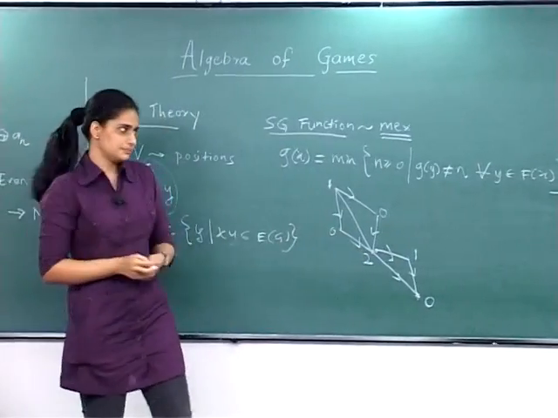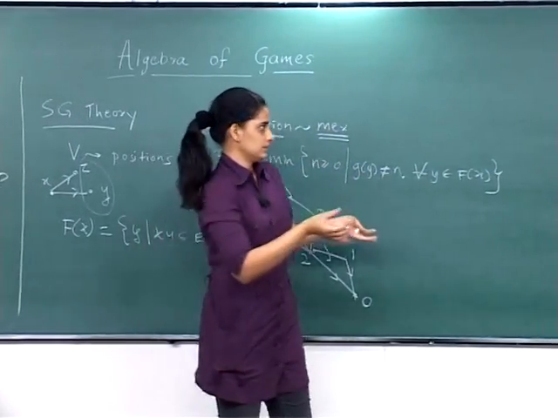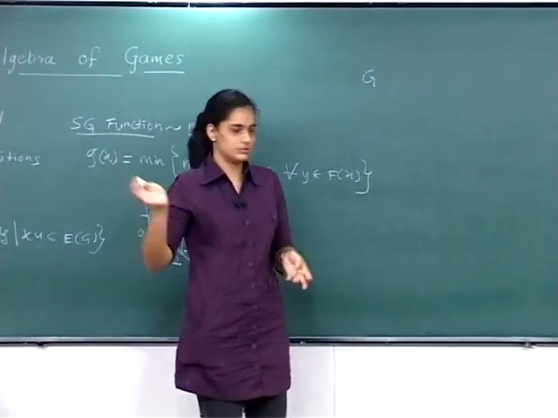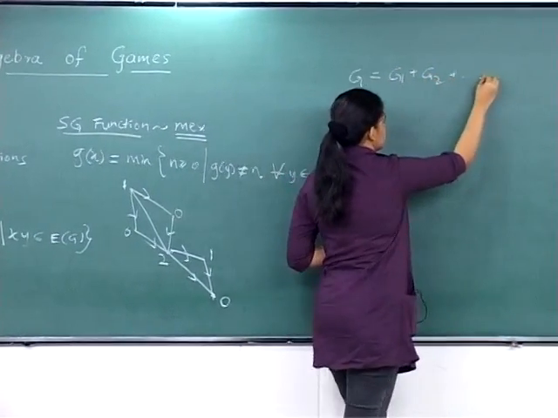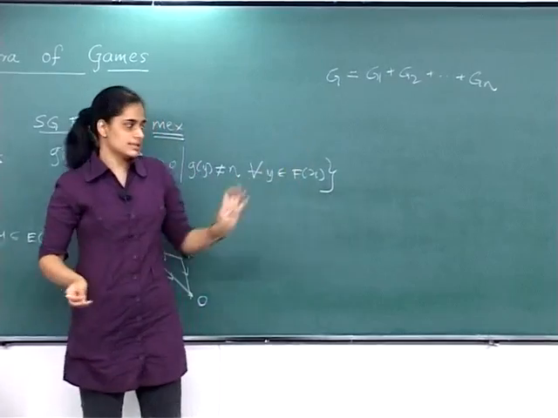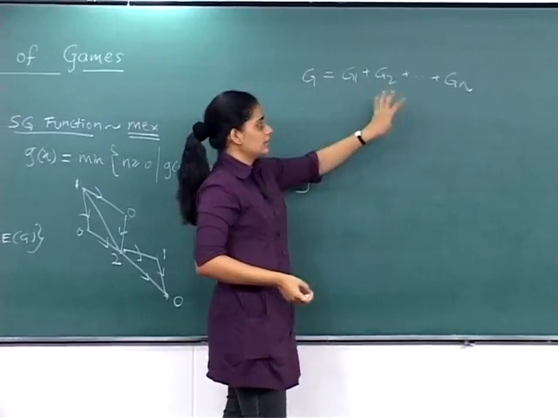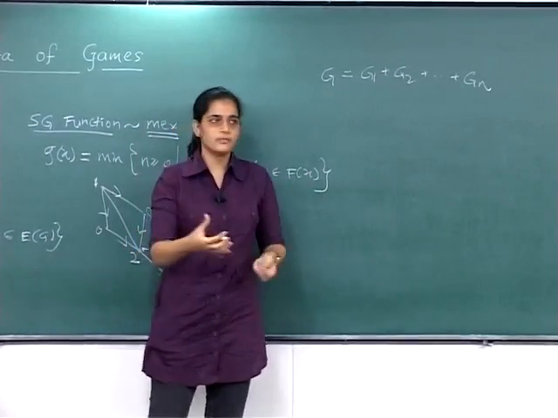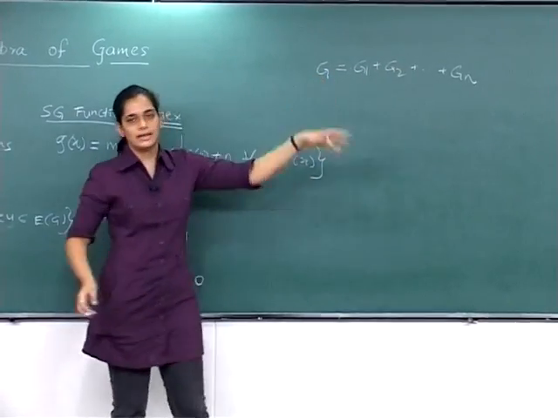Now why is this so useful? This is useful because when we add games, what do we mean by adding games? If we have games G1, G2 up to Gn, let us consider a game which we say is the addition of all of these games. What I mean is that a move in my game will consist of a legal move in any of the subgames without affecting the remaining games. So if I want to make a move in G, I make any move in some subgame, say Gi, without affecting any of the other subgames. That is how I define addition of games.